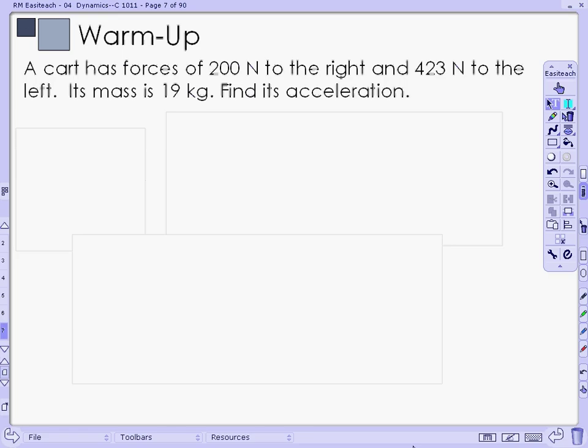So this is a classic Newton's laws question. You have multiple forces acting on an object, and the mass of the object is given. The very first thing you always want to do is draw a diagram. So here's my diagram.